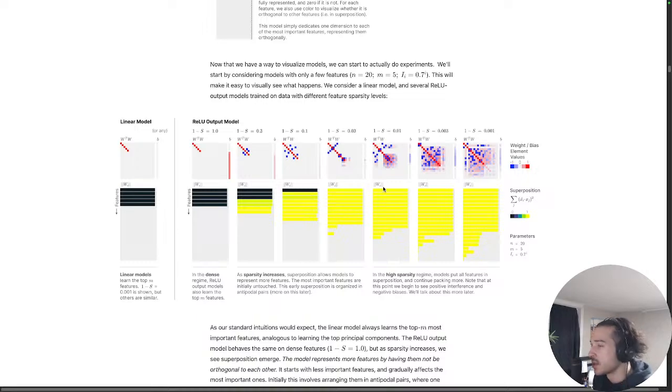And then on the right of the dividing line, we see ReLU output models. So starting with 1 minus s equals 1, so the sparsity is very, very low. The sparsity is 0. WᵀW is the same as in the linear model. Stepping up, so in the dense regime, ReLU output models also learn the top m features. Right, makes sense. Then when 1 minus s equals 0.3, so the sparsity is 70%.